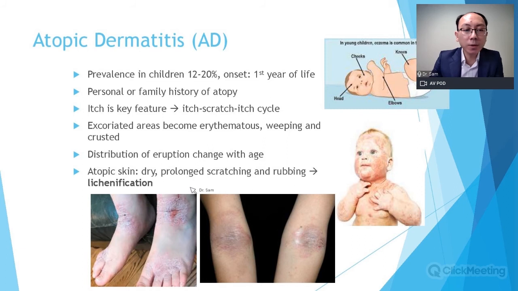Atopic skin will have prolonged dryness, and prolonged scratching and rubbing. Subsequently, you can see these patients have lichenification. Lichenification means there is a thickening of the skin. You can see thickening of the skin and mild hyperpigmentation, especially in older patients or school-going children, especially on the flexure of the arm. So lichenification also is a key feature of atopic dermatitis.